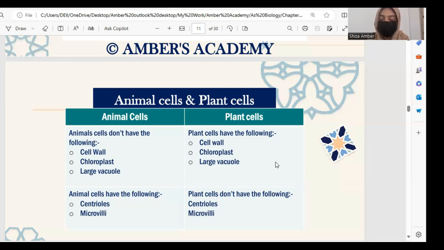Can you tell me what the cell wall of a plant cell is made up of? Cellulose. Perfect. And what about fungi? Chitin. Excellent. And what about bacteria? Peptidoglycans. Perfect. And what was the other name for peptidoglycan? Murein. Yes. Perfect. Excellent.